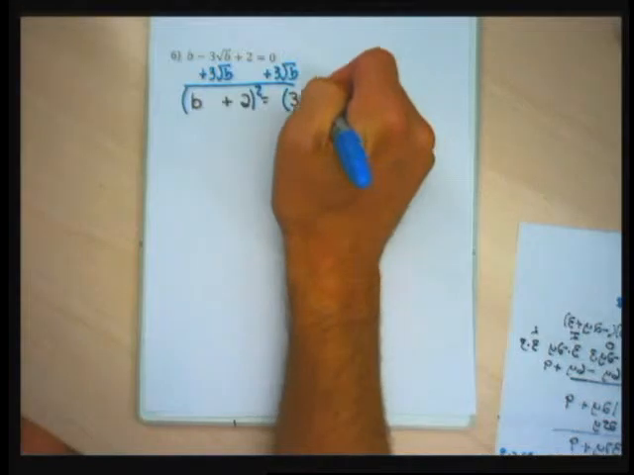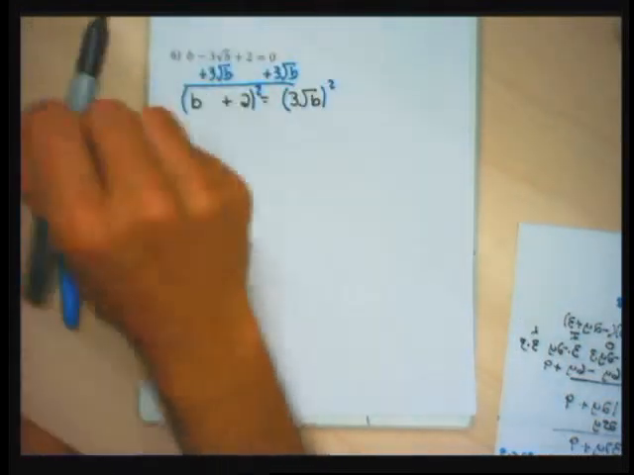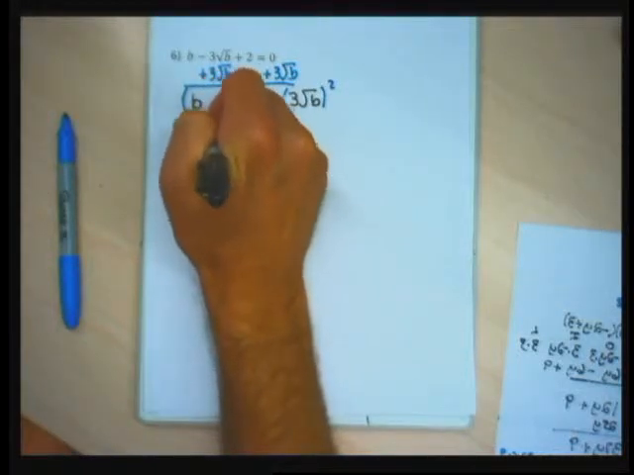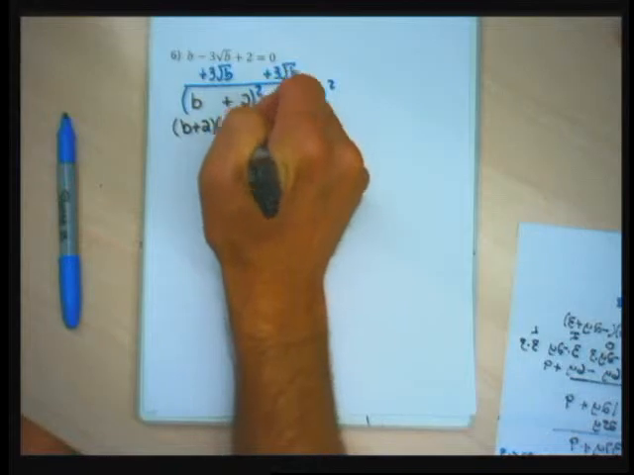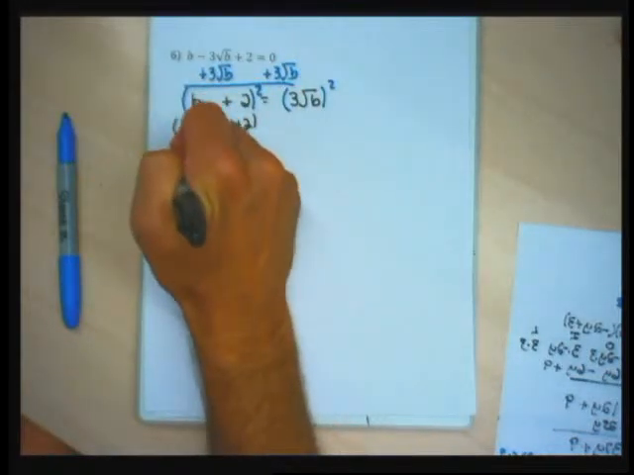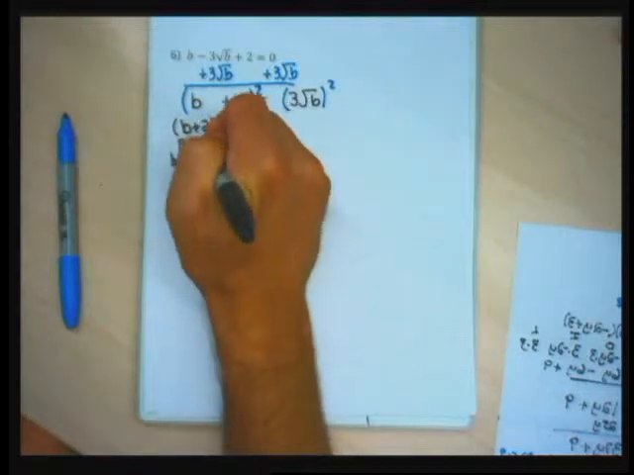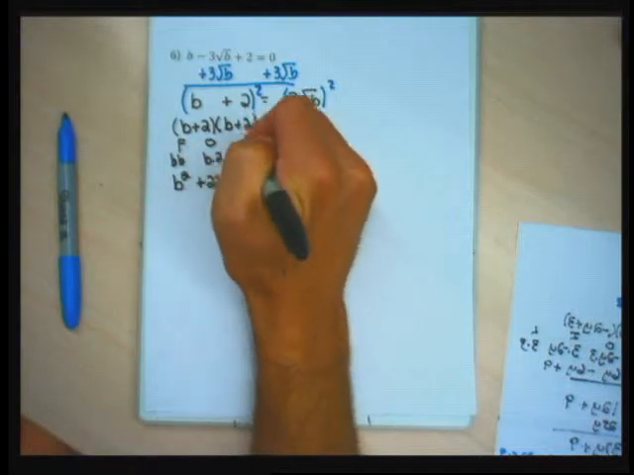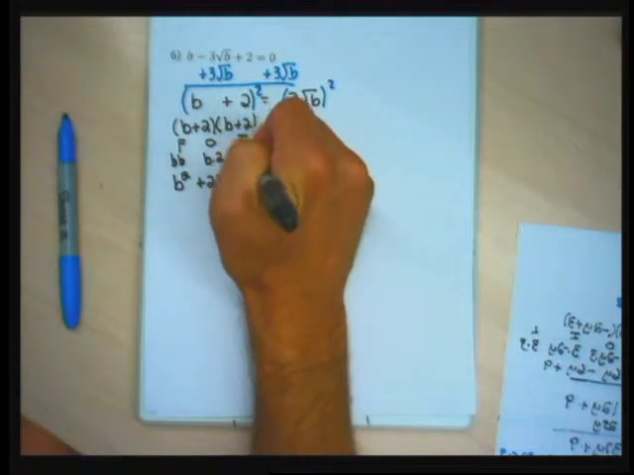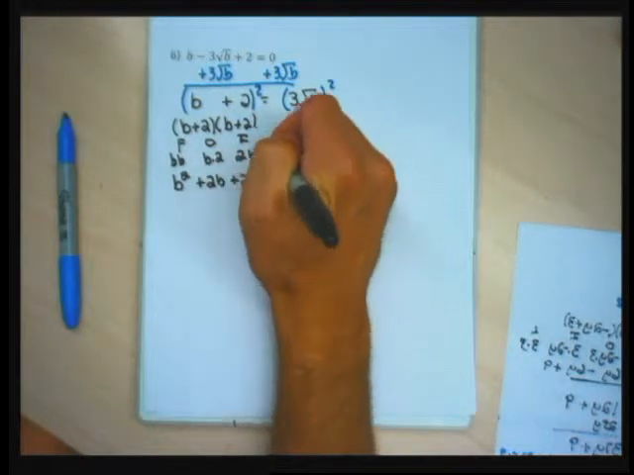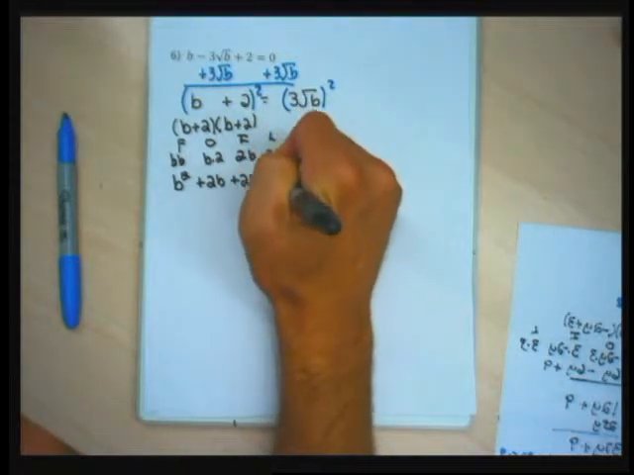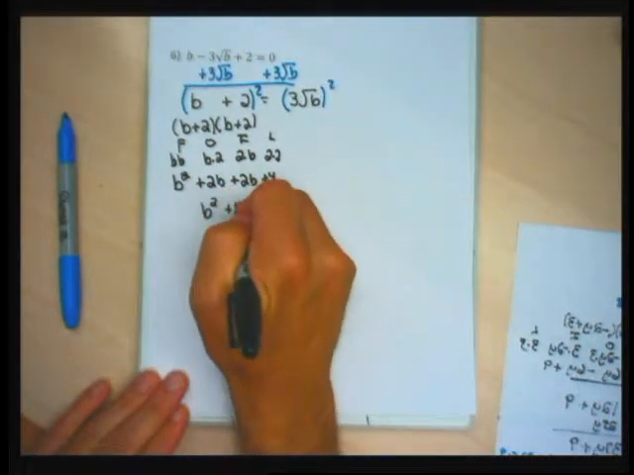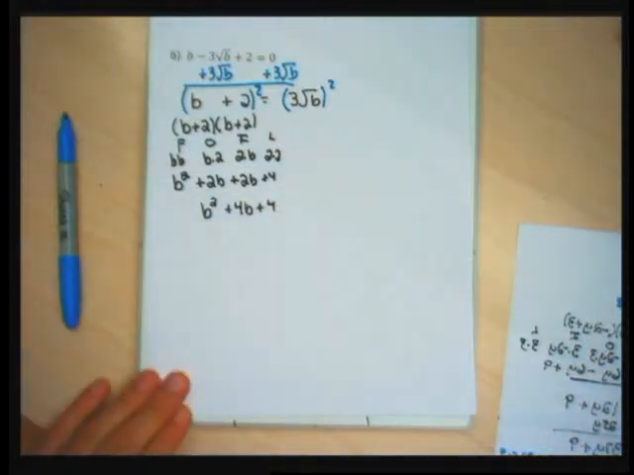And now I'm going to square both sides. The left side, because of the plus between the terms, is going to need FOILing. So I'm going to do b plus 2 times b plus 2. Firsts are b times b, which is b squared. Outers are b times 2, which is 2b. Inners are 2 times b, which is another plus 2b. Lasts are 2 times 2, which is a plus 4. So when I FOIL the left side, I get b squared plus 4b plus 4.